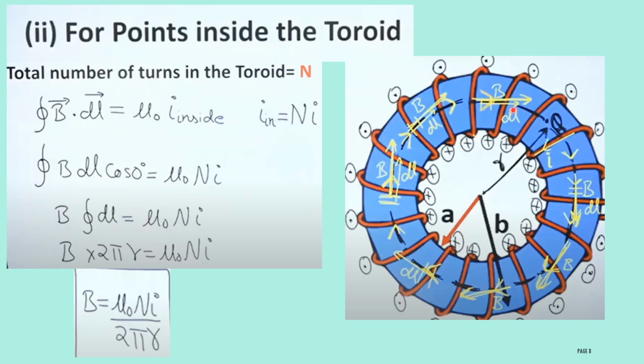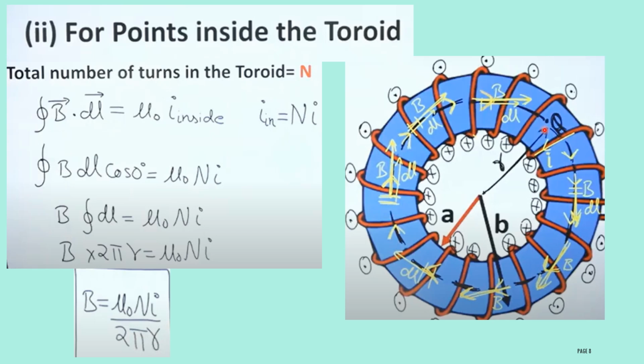If you join all these small line segments, otherwise the length of the wire dl, it will form the circumference of the circular loop. You know the circumference of a circle is nothing but 2 pi r. Therefore, the integral of dl overall will be equal to 2 pi r. Then B times 2 pi r is equal to mu naught Ni. Then the magnetic field will be equal to mu naught Ni divided by 2 pi r. This is the magnetic field at the point Q.